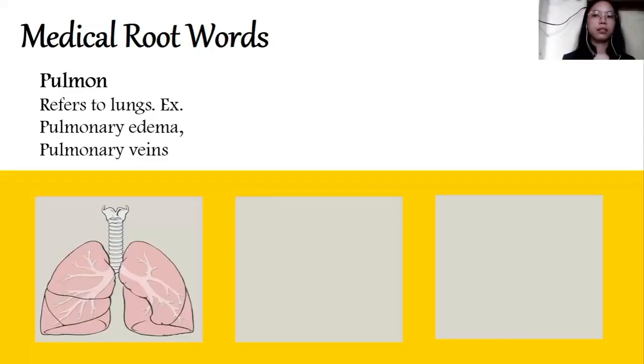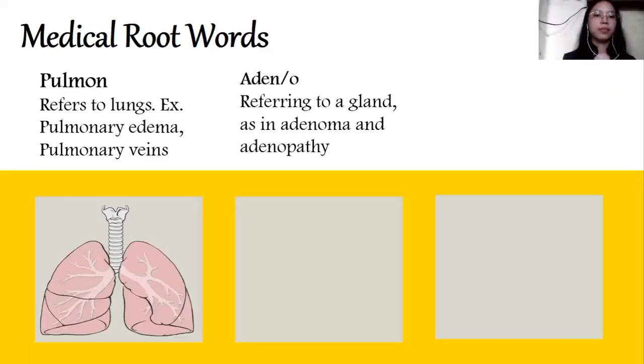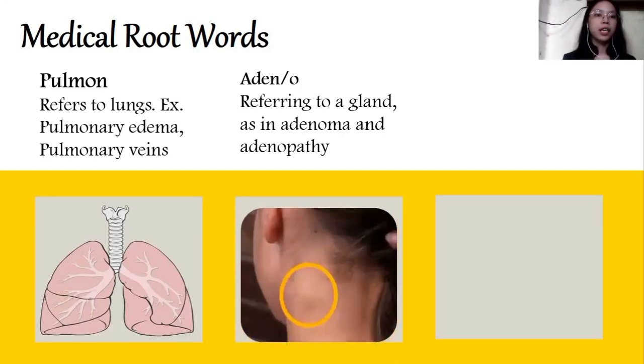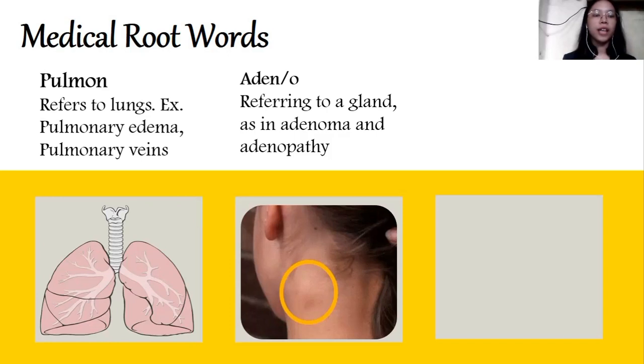Next is aden. Aden refers to a gland as in adenoma and adenopathy. For example, adenopathy. Aden is a root word and pathy is a suffix meaning disease, which adenopathy is any disease or inflammation that involves glandular tissue or lymph nodes, which you can see in the picture. In other words, adenopathy is a disease that occurs in the gland.